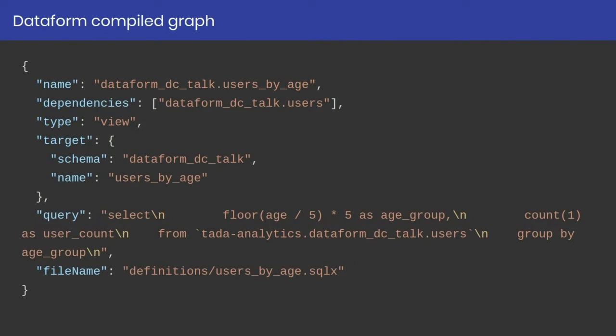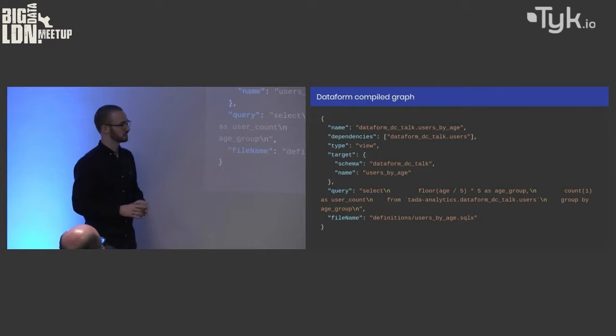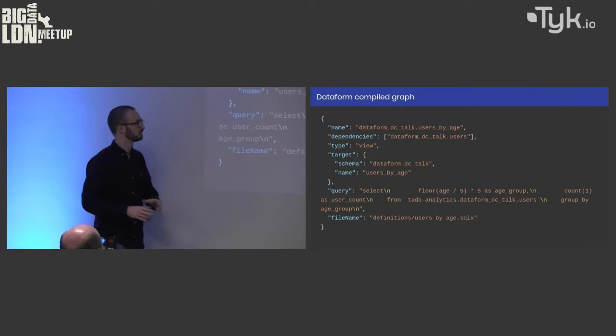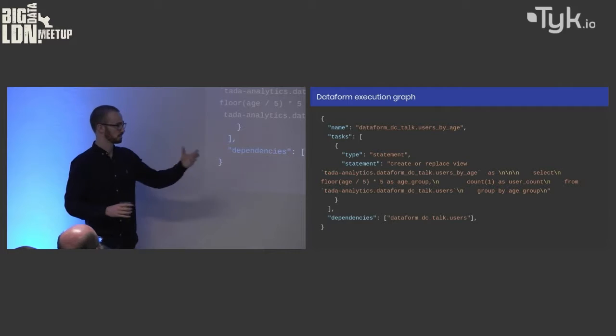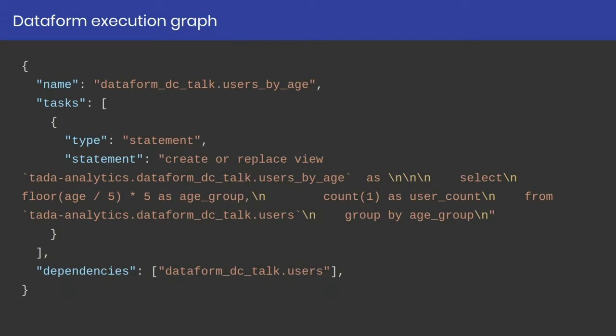OK, so once we've compiled it, we still don't have any create table statements. Dataform's not going to do anything when we run this. It's just a description of what you want to happen. This is the execution graph, which happens after we build. And as I mentioned, some information is pulled from your data warehouse to generate this.